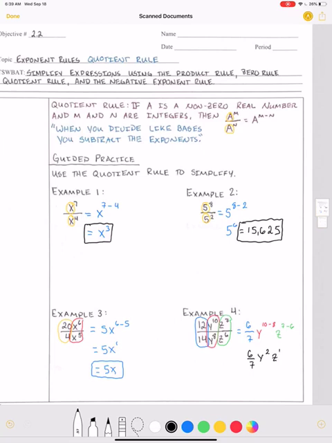Now what you are able to do here is put the y squared and the z to the first power in the numerator of that fraction. So you can have 6y squared times z divided by 7.